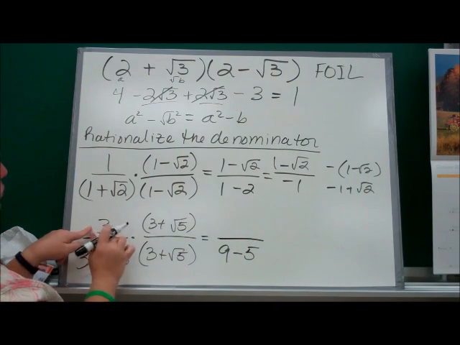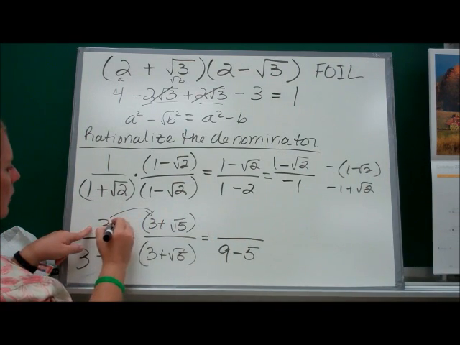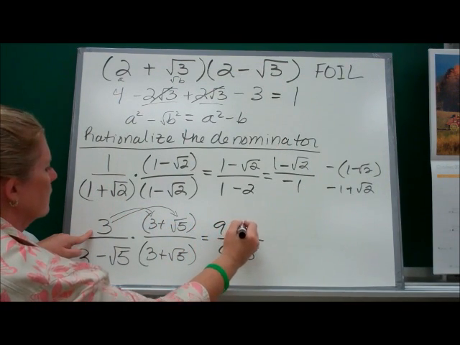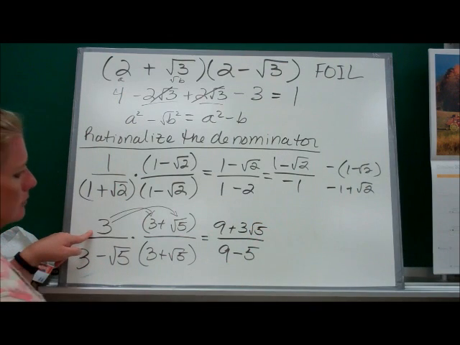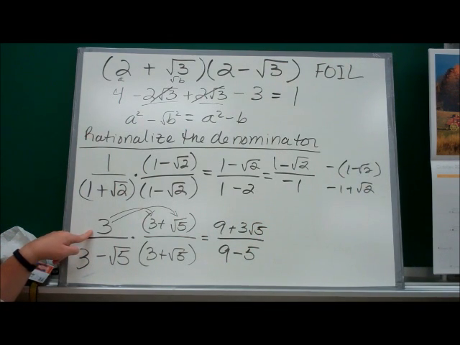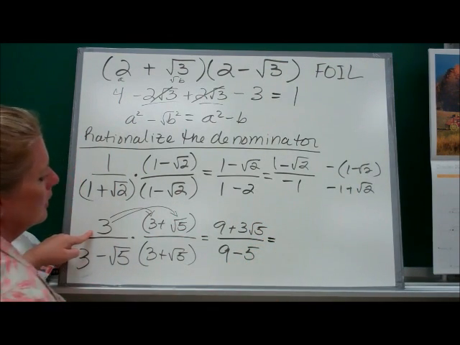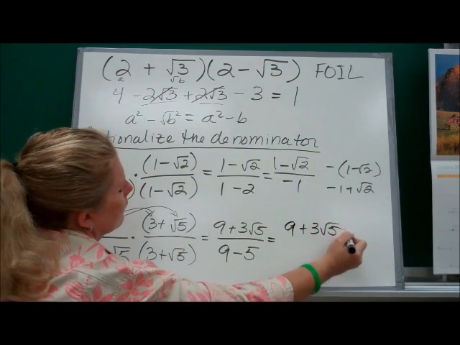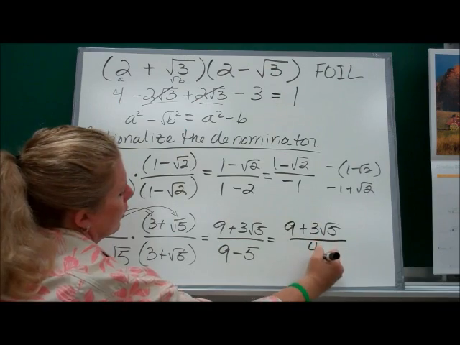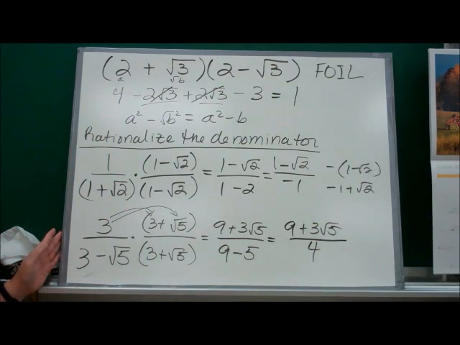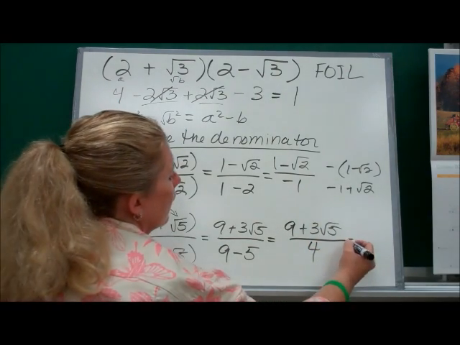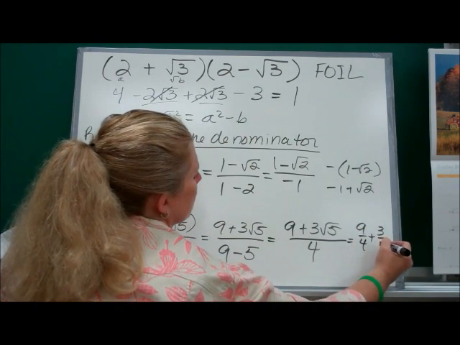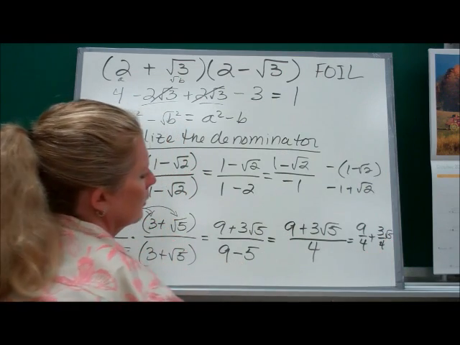Over, distribute. You do the distributive property here. 9 plus 3 square roots of 5. Okay, distribute. This is going to equal 9 plus 3 square roots of 5 all over 4. You can leave it like that, or you could split it up to 9 over 4 plus 3/4 square root of 5. And I know I squeezed that.